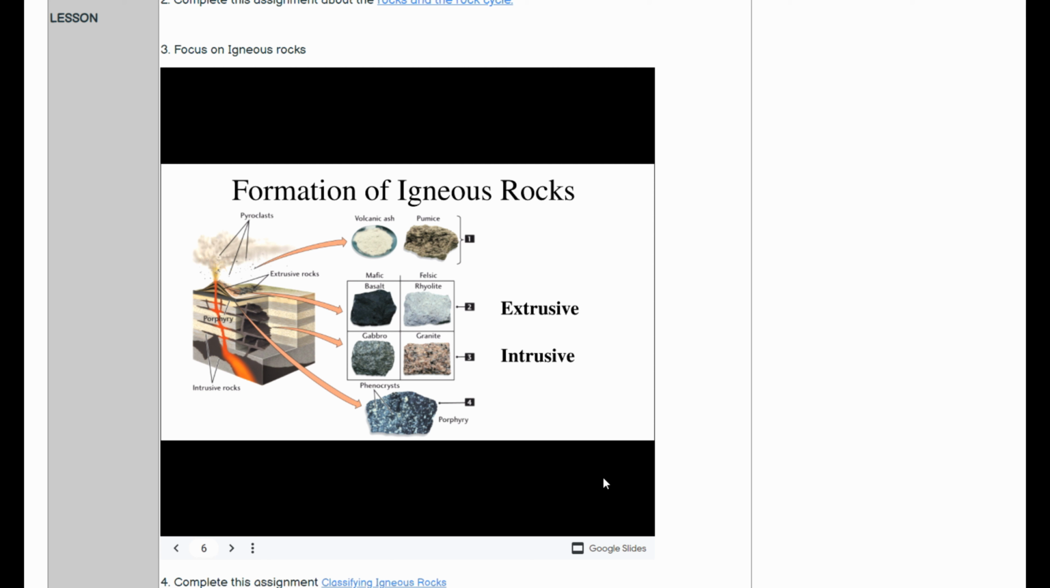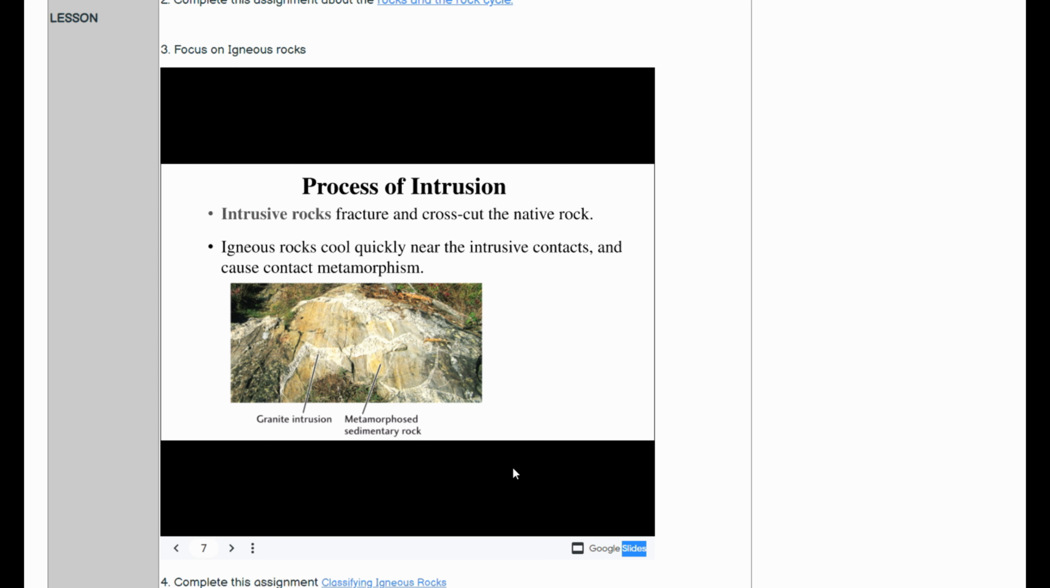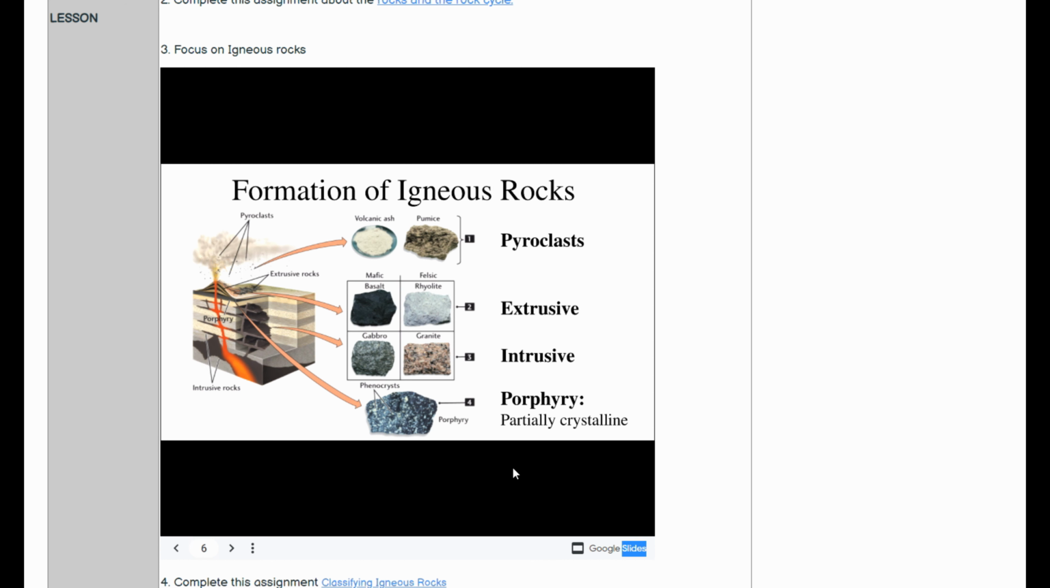So this image is just giving you examples of intrusive versus extrusive rocks and showing you where they form. Intrusive rocks are going to form down here deeper in the earth. Extrusive rocks are going to be up here on the surface and ejected from volcanoes. There we go. So, 4 different types. Please get these written down and know some examples of each.